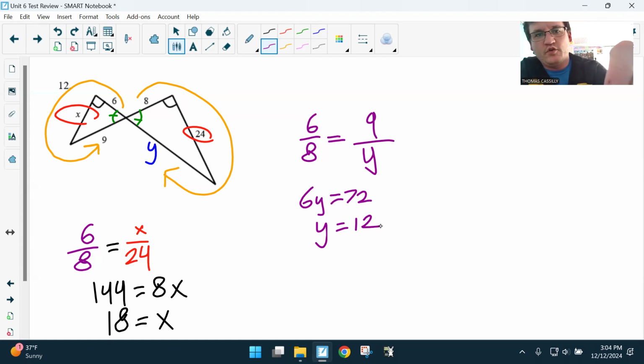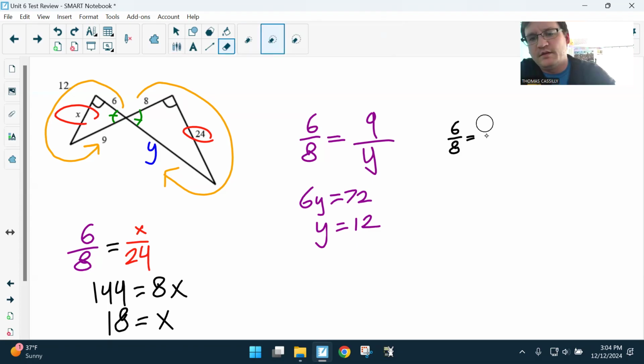And again, we should be able to check all of these. 6 divided by 8, I can divide both of those by a 3. I get 2/3. No, I don't. How about I get 2? I can't divide them both by a 3. I can divide them both by a 2, and I get 3/4.